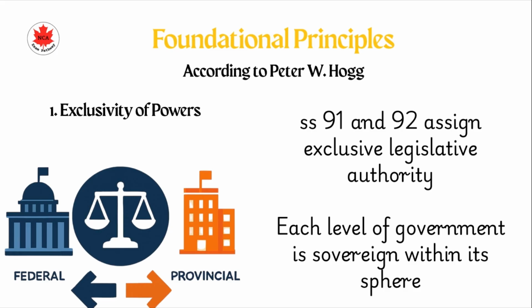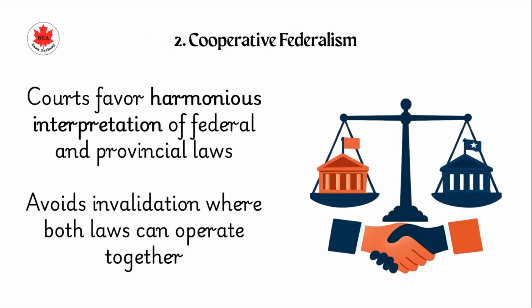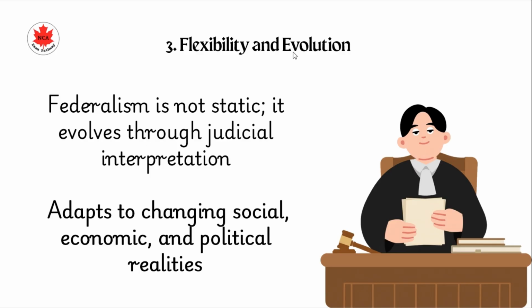Secondly, the modern approach emphasizes cooperative federalism, rather than treating federal and provincial powers as strictly separate or mutually exclusive. Courts now recognize that overlap is inevitable in a complex modern state. Here the goal is to allow both levels of government to operate effectively. Therefore, where possible, courts interpret legislation in a way that allows both federal and provincial laws to coexist instead of striking one down. Thirdly, Hogg highlights the idea of flexibility and evolution.